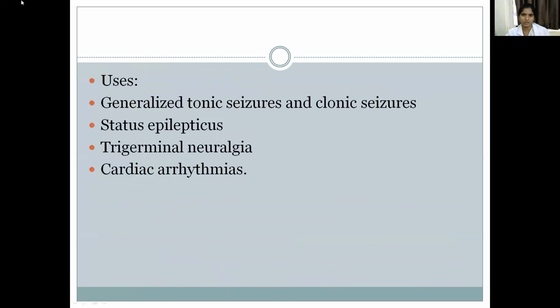And what are the uses of phenytoin? It is used in generalized tonic-clonic seizures, status epilepticus, trigeminal neuralgia, and cardiac arrhythmias.